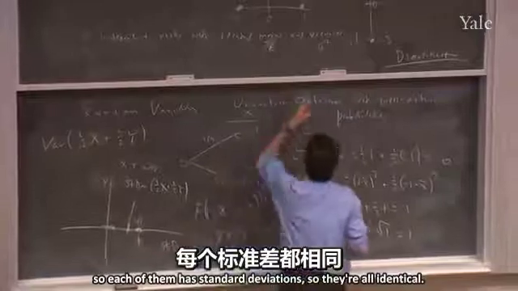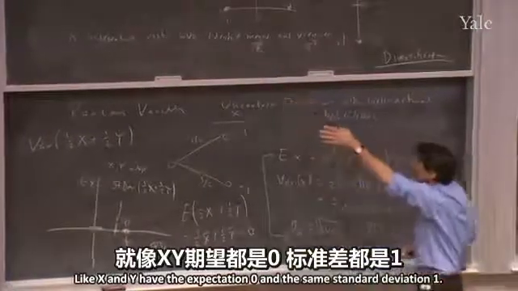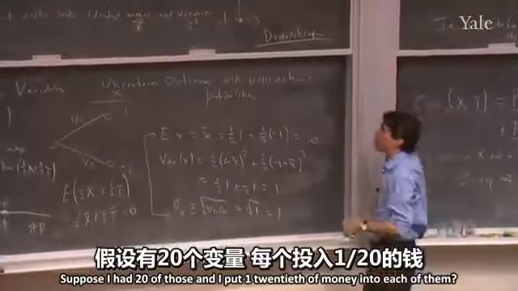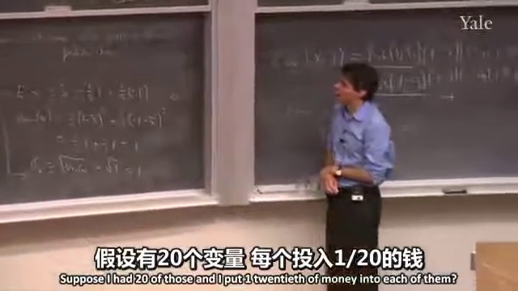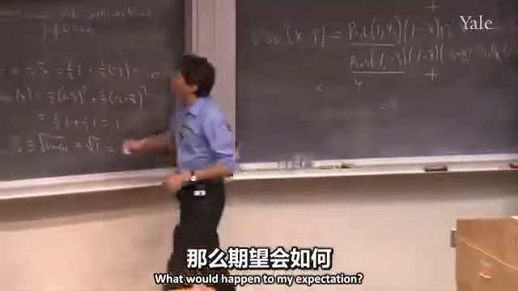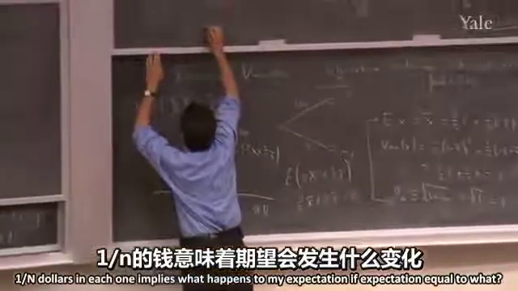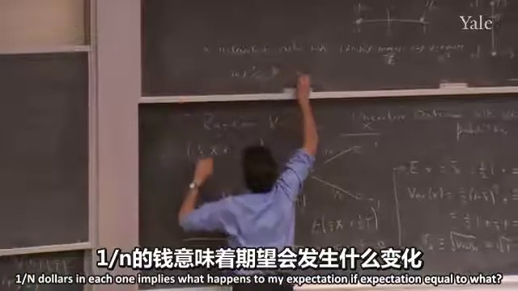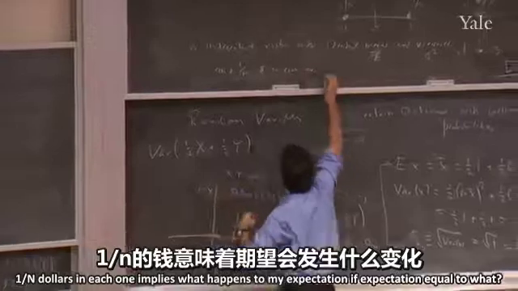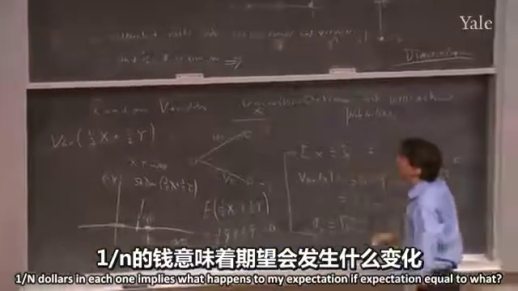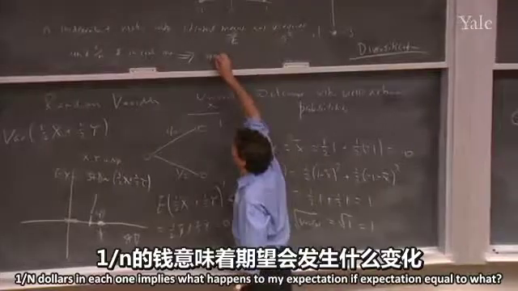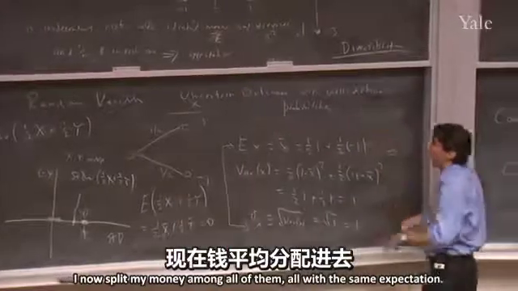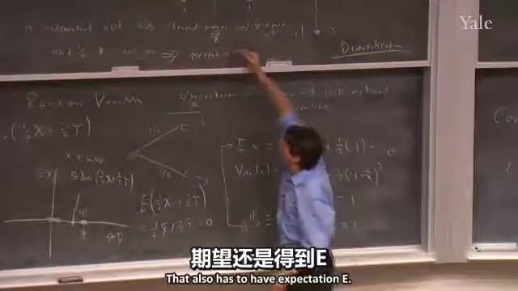Okay, so each of them has standard deviations. So they're all identical, like x and y have the same expectation 0 and the same standard deviation 1. Suppose I had 20 of those and I put 1/20th of my money into each of them. What would happen to my expectation? 1 over n dollars in each one implies what happens to my expectation? Each of them had expectation E. I now split my money among all of them, all with the same expectation. That also has to have expectation E.